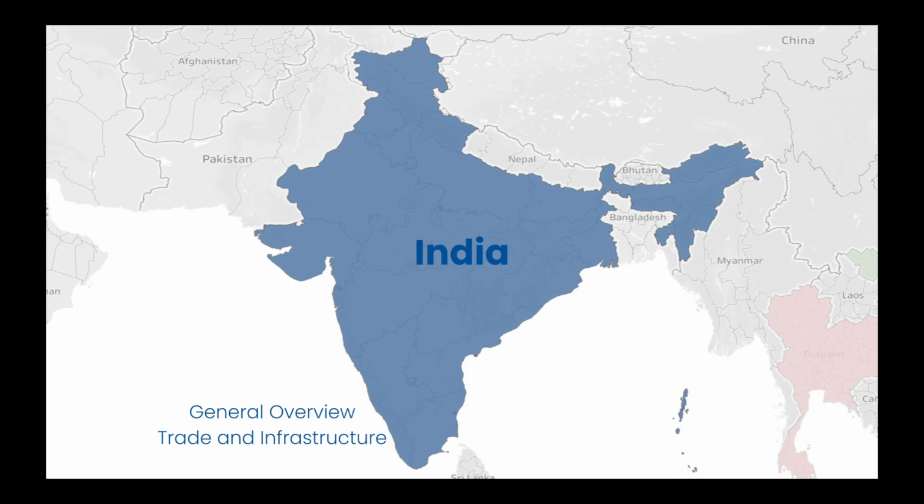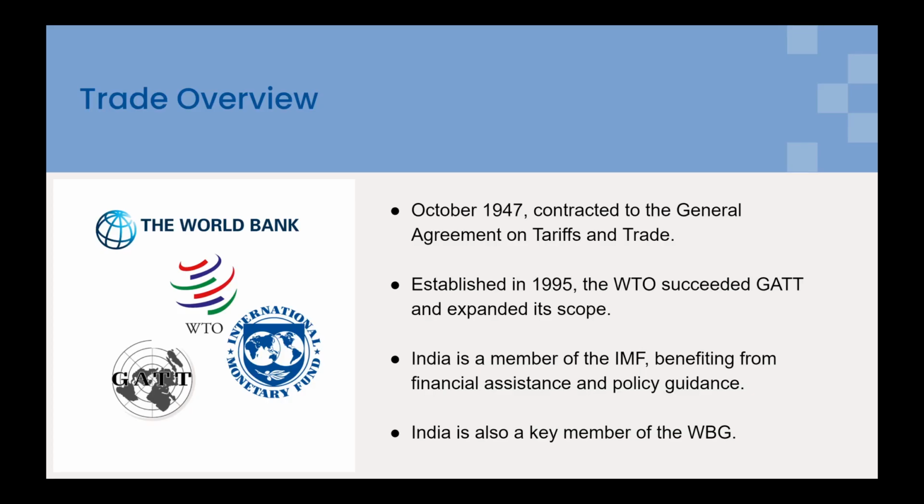Looking at the Indian overview, India signed the General Agreement on Tariffs and Trade in October 1947. It transitioned to the World Trade Organization in 1995. As a member of the IMF, India gained financial assistance for economic stability and active participation in the World Bank Group's development initiatives.